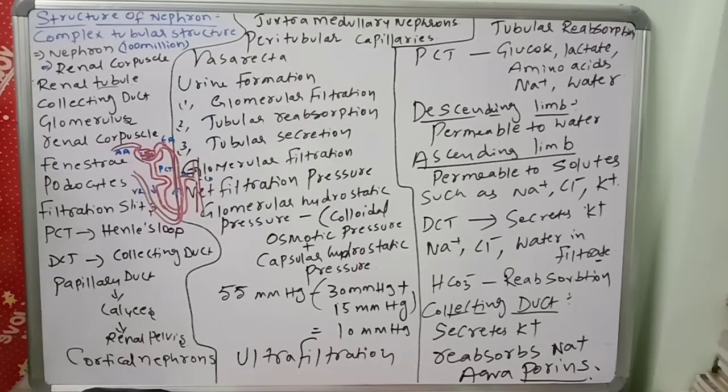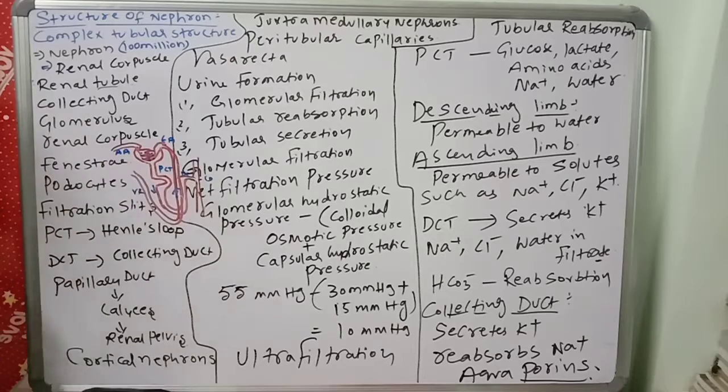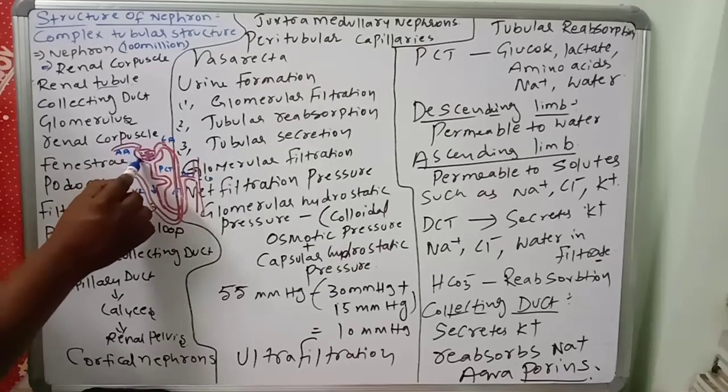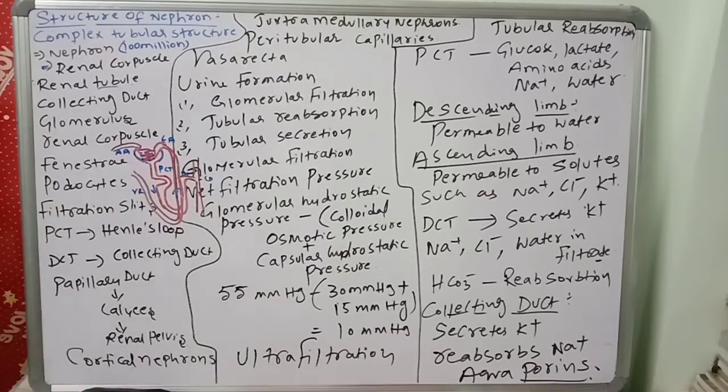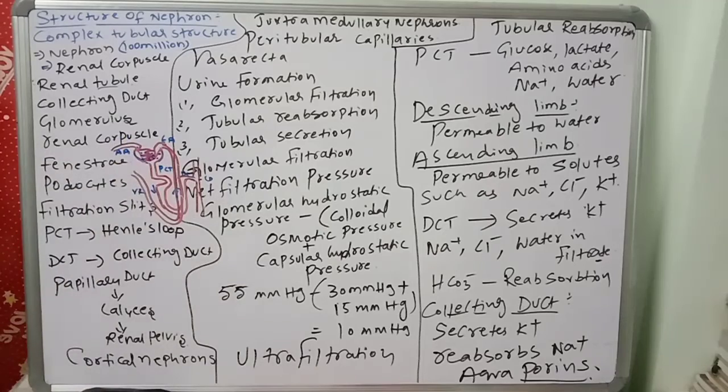The endothelium of the glomerulus has many pores, called fenestrae. The external parietal layer of the Bowman's capsule is made up of simple squamous epithelium, and the internal visceral layer is made up of epithelial cells called podocytes.